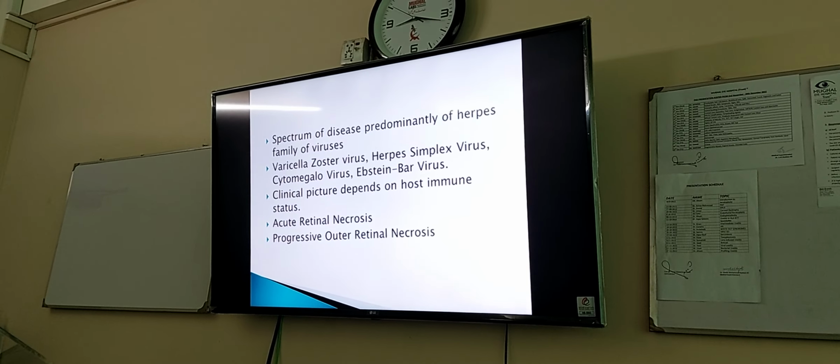Now, coming to the treatment of ARN and PRN, it differs to a little extent. In ARN, intravenous acyclovir is given, 10 milligram per kg body weight 8 hourly for 7 to 10 days, and then after that we switch to oral acyclovir, which is 800 milligram 5 times a day for about 6 to 12 weeks. In severe cases, you can add intravitreal ganciclovir and systemic steroids. Systemic steroids should be started usually 24 hours after starting the antiviral therapy.